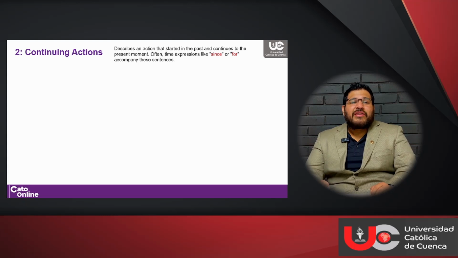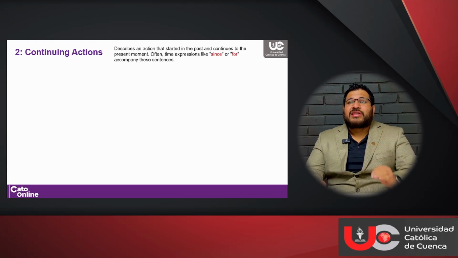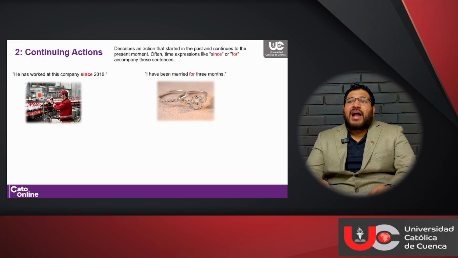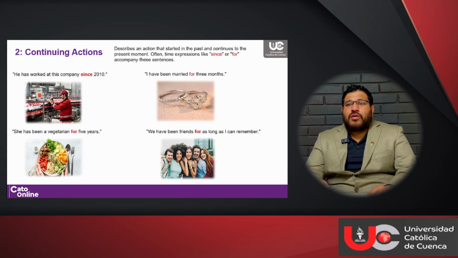In this case, describe an action that started in the past and continues to the present moment. And here we can use the expressions for or since. Let's see this example. We can see that this person is working at a factory, in this case Coca-Cola, and I want to say I have information about him. In this case, we say he has worked at this company since 2010. Okay? The other, we can see here I have been married for 3 months. Or also, she has been a vegetarian for 5 years. Or, we have been friends for as long as I can remember.